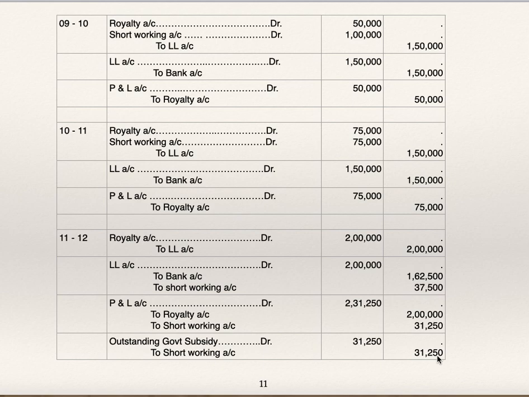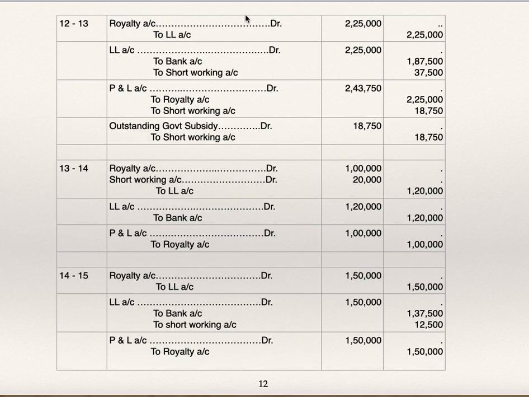Once he receives the cash subsidy from government, at that time he can pass the entry: cash account debit to outstanding government subsidy. This outstanding government subsidy is income, so outstanding income has a debit balance. So this is debited. Once he receives it, the outstanding government subsidy account will get cancelled.